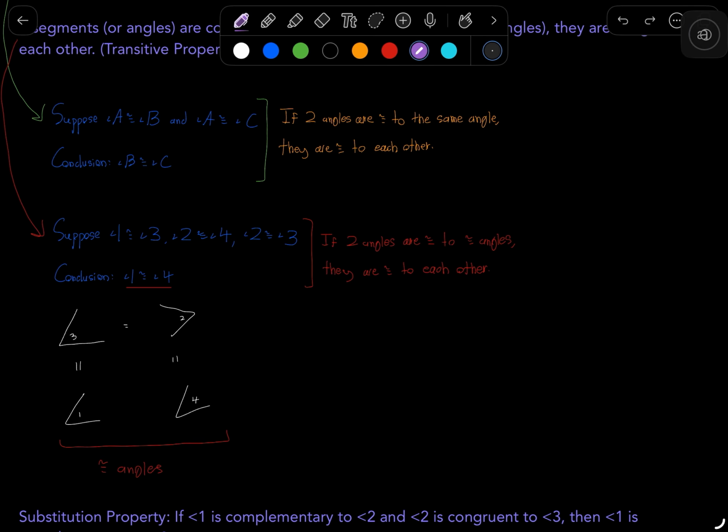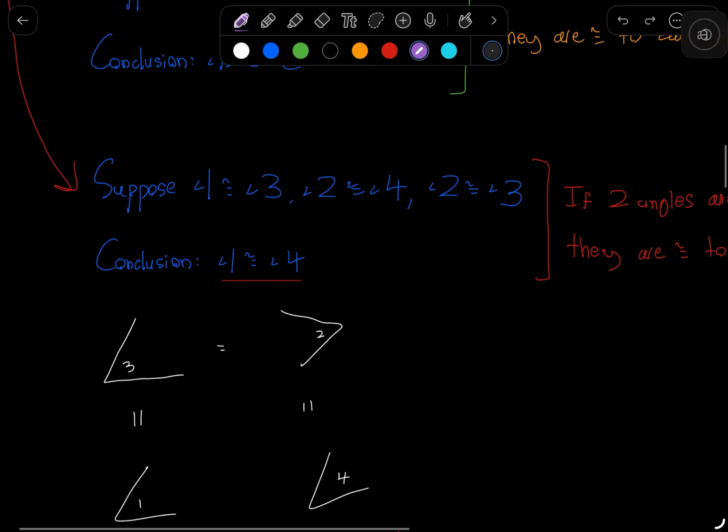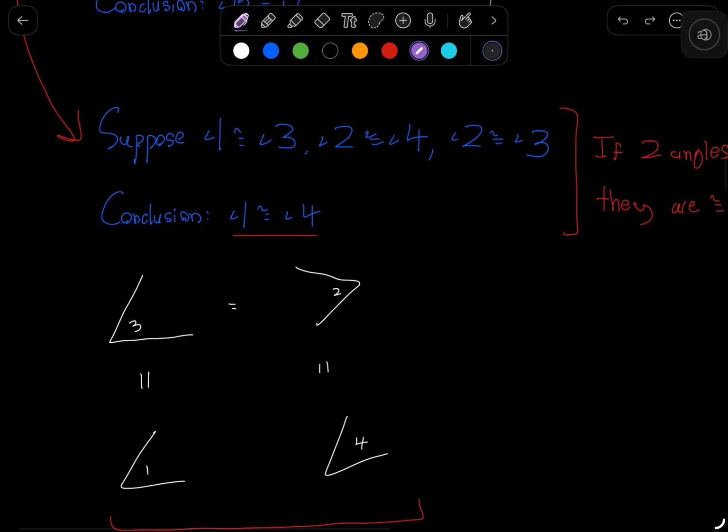The second one has to do with congruent pairs. Let's imagine another scenario where you have angle 1 is congruent to angle 3, and angle 2 is congruent to angle 4, and 2 is congruent to 3. You can conclude that angle 1 is congruent to angle 4. And if you're not sure why, there are a lot of congruency pairs going on, so it can be a bit confusing as to why you can make that conclusion.